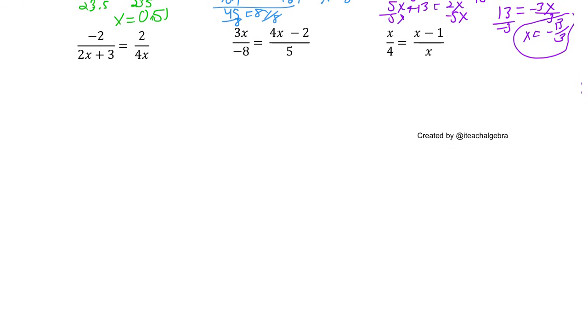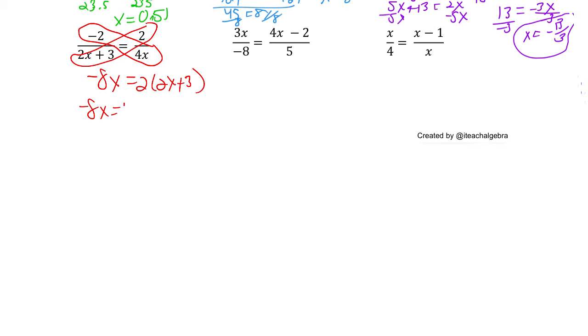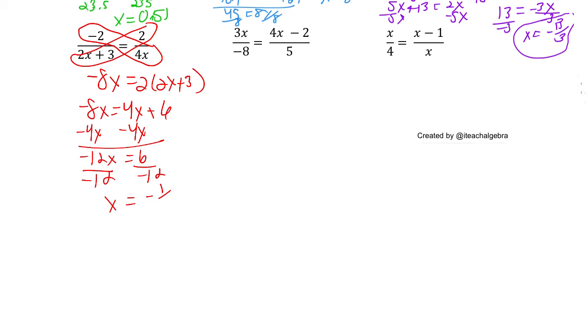3 more. Get to the first one. I've got negative 8x equals 2 times 2x plus 3. That's negative 8x equals 4x plus 6. I'm going to subtract my 4x from each side. That's negative 12x equals 6. Divide by negative 12, and x is negative 1/2.